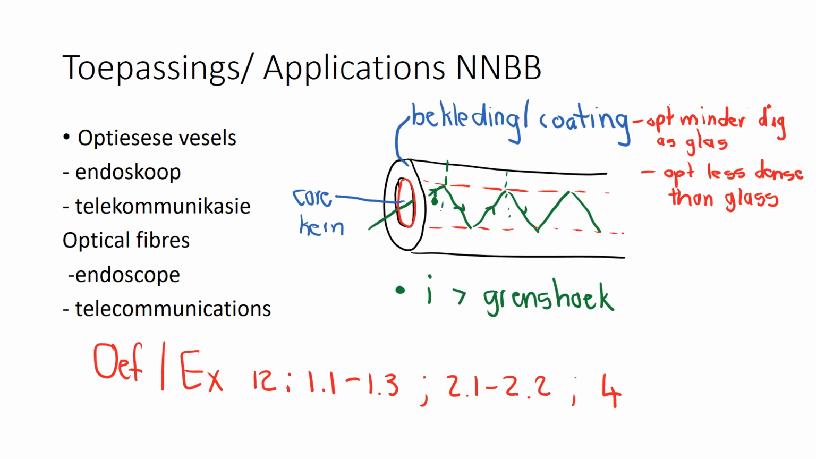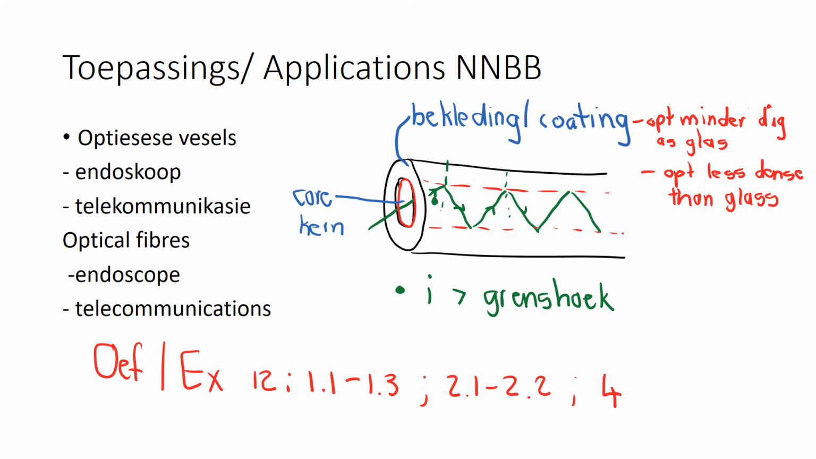Toepassings van totale interne weerkaatsing, applications of total internal reflection. All of us know about optical fibers. They can use it by doctors in an endoscope, en telekommunikasie. Optiese vesels word in 'n endoskoop of telekommunikasie gebruik en julle moet dit weet. Ek doen dit nie hier nie. Julle moet dit half opsom en punte kan opsê hoe elkeen van hulle werk.